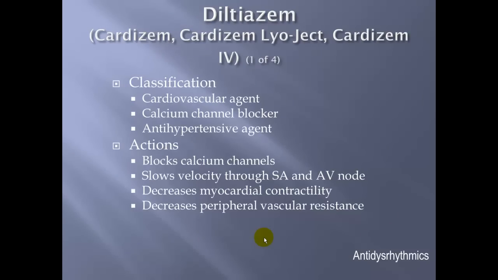Diltiazem or Cardizem. Classifications: cardiovascular agent or calcium channel blocker. Also can be used as an antihypertensive agent. Actions: blocks the calcium channel, slows velocity through the SA and the AV node, and decreases myocardial contractility. Also, the tunica media are smooth muscle in the vessels, and they initiate off of a calcium response as well, and it decreases peripheral vascular resistance by relaxing or blocking the calcium channels in the smooth muscle.